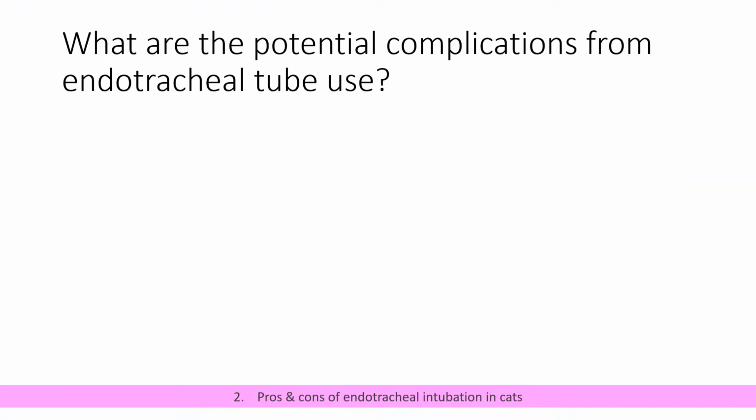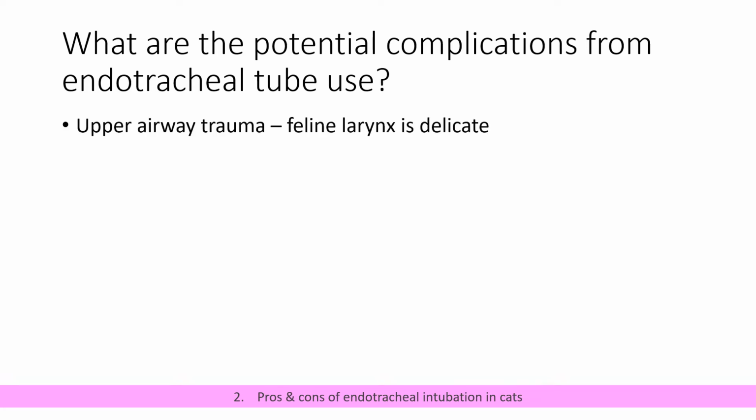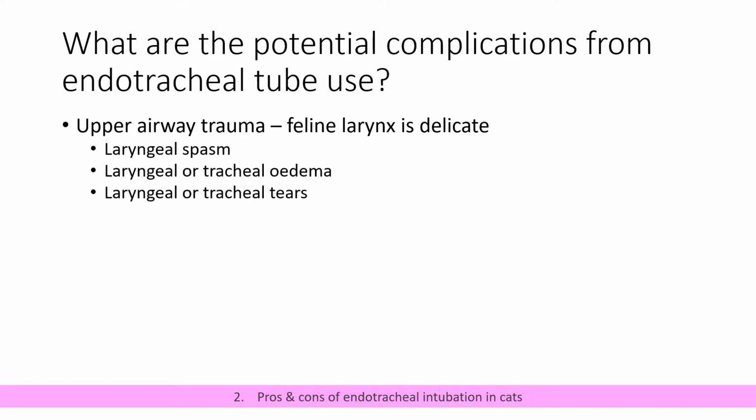Complications then from endotracheal tube use. We're all intubating cats. It's a very common technique, but what can go wrong? The commonest one, and one I'm sure we've all seen, is upper airway trauma related to feline laryngeal anatomy. The larynx is delicate, it's easily damaged. You can see laryngeal spasm, and that's very, very common indeed.